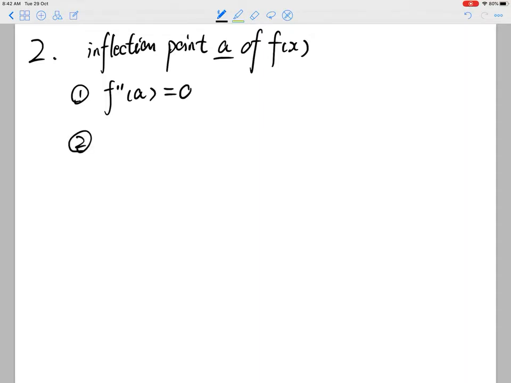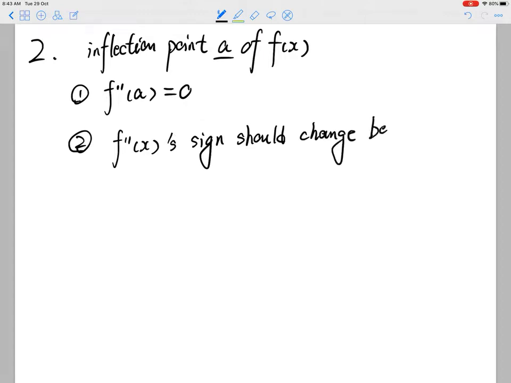And second part, the sign of your second order derivative should change. This should change before and after A, after passing A. For example, before A it's negative, then after passing A, it should be positive. Before A is positive, then after passing A, it should be negative.